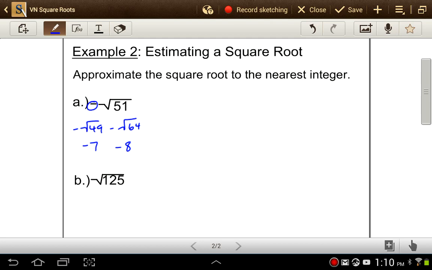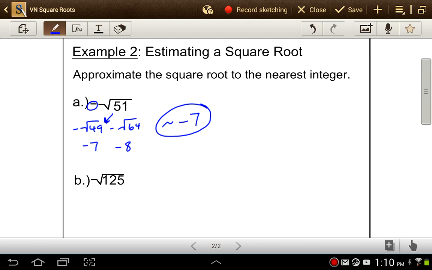Well, this 51 is closer to 49 than it is to 64. So this would be about negative 7, that would be my approximate or my estimate of the square root of this one. So you have to know what we call perfect squares, the ones that come out to integer answers. And when we have our perfect squares, then we want to find those.